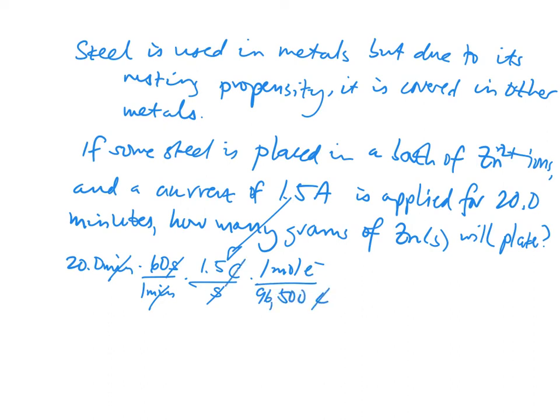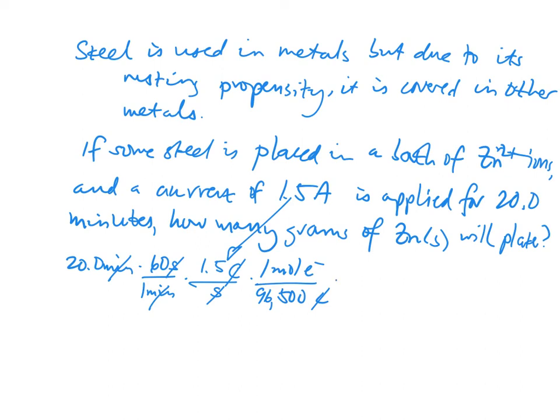So, 96,500 coulombs. That'll tell me not just how many coulombs I have, but more importantly for what we're doing, how many moles of electrons we have. So the 1800 coulombs will be divided by the 96,500 coulombs. That would tell me how many moles of electrons were delivered to the bath in these 20 minutes.